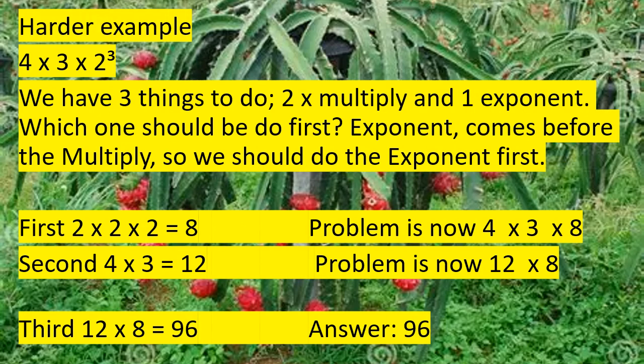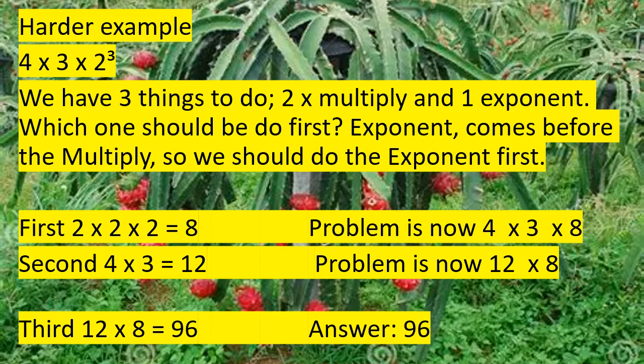So here's a harder example. 4 times 3 times 2 to the power of 3, or 2 cubed. So we have three things to do. We have the 2 multiplies and 1 exponent. Which one should we do first? Exponent comes before the multiplies, so we should do the exponent first.